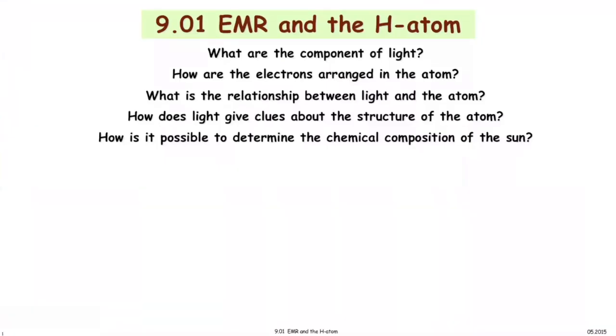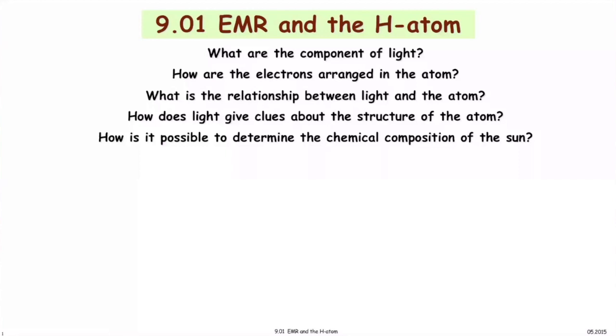What we have is EMR. EMR is electromagnetic radiation and the hydrogen atom. The reason why we are talking about the hydrogen atom is because the hydrogen atom is the simplest element out there, and we pretty much learn about atomic structure by investigating the simplest element out there.